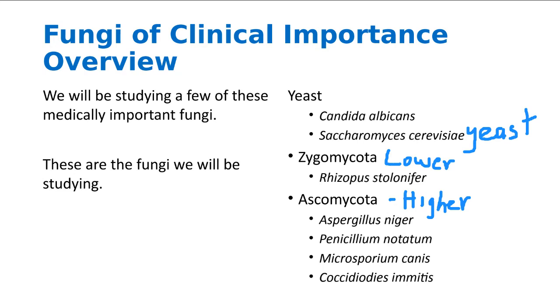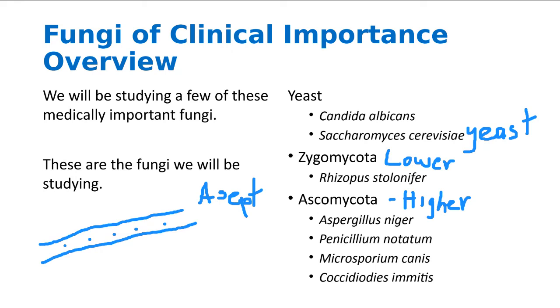Okay, so mycelia are the vegetative structures. They're the body of the mold, right? The spores are the reproductive structures. And the mycelia can have two different forms. They're going to look like this: long strands, and they have nuclei in them. These are called aseptate because they don't have any separations.